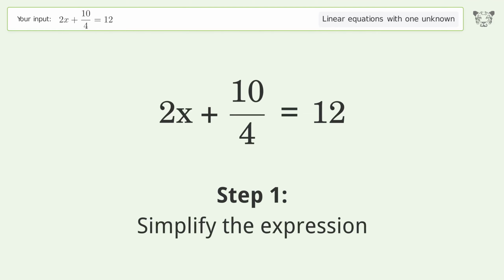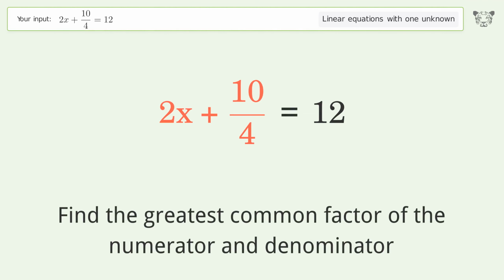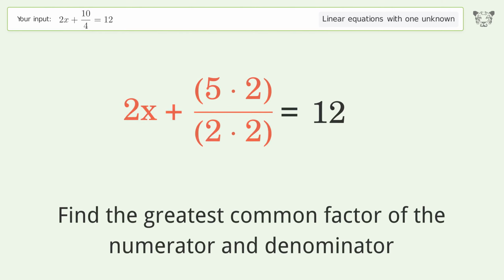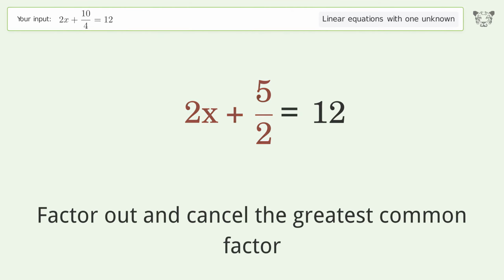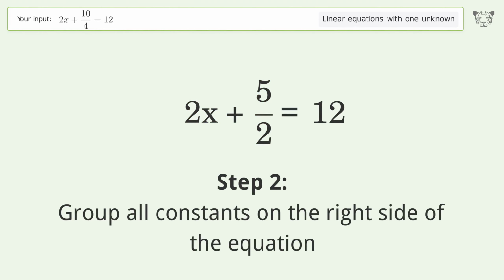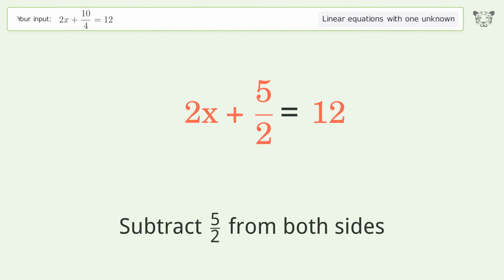Simplify the expression. Find the greatest common factor of the numerator and denominator. Factor out and cancel the greatest common factor. Group all constants on the right side of the equation. Subtract 5/2 from both sides.